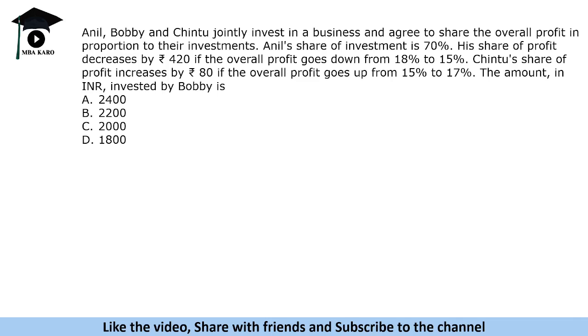Anil, Bobby, and Chintu jointly invest in a business and agree to share the overall profit in the proportion of their investments. Anil's share of investment is 70%. His share of profit decreases by 420 if the overall profit goes down from 18% to 15%. Chintu's share of profit increases by rupees 80 if the overall profit goes up from 15% to 17%. The amount invested by Bobby is.